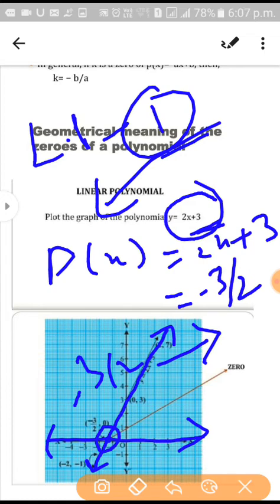Because our polynomials have the variable x, that's why we are looking at the x-axis. If you take a polynomial in variable y, then you have to look at how many times the graph of that polynomial intersects the y-axis. So if we have a linear polynomial in variable x, it will intersect the x-axis at one point only.